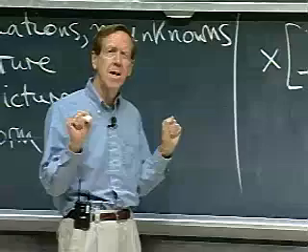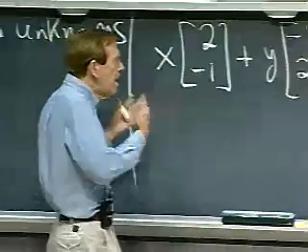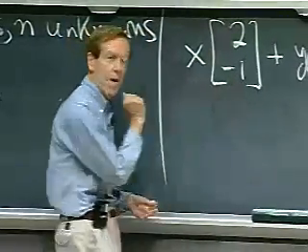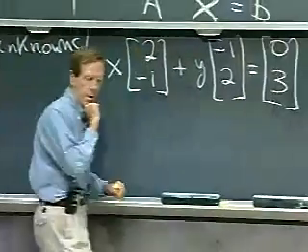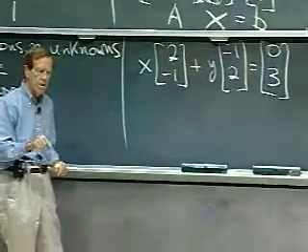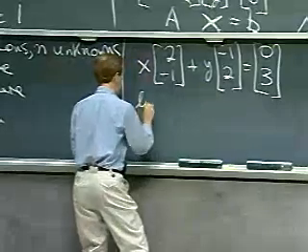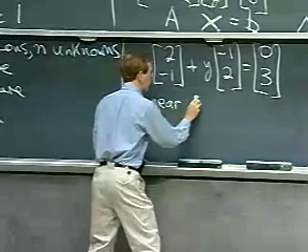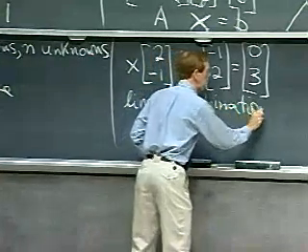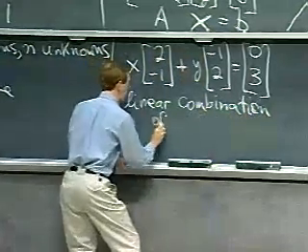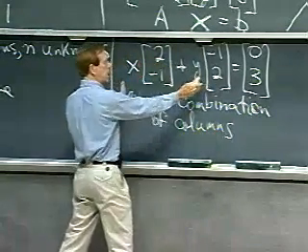And now what is the equation asking for? It's asking us to find, somehow to combine that vector and this one in right amounts to get that one. It's asking us to find the right linear combination. This is called a linear combination. And it's the most fundamental operation in the whole course. It's a linear combination of the columns. That's what we're seeing on the left side.